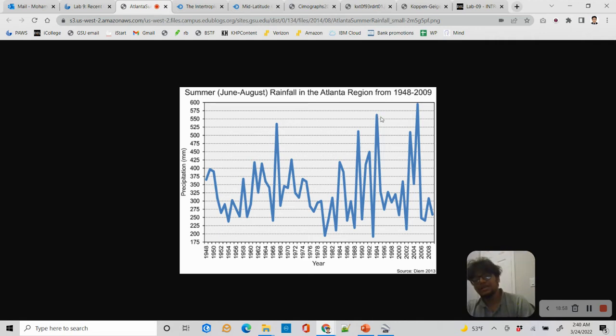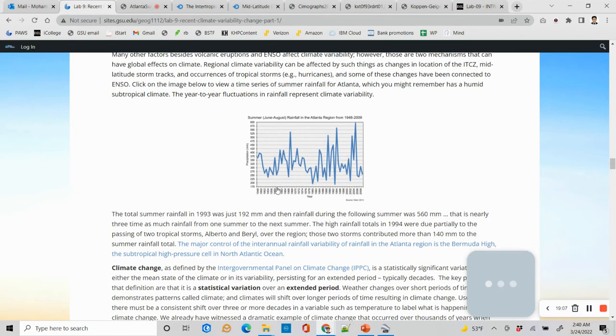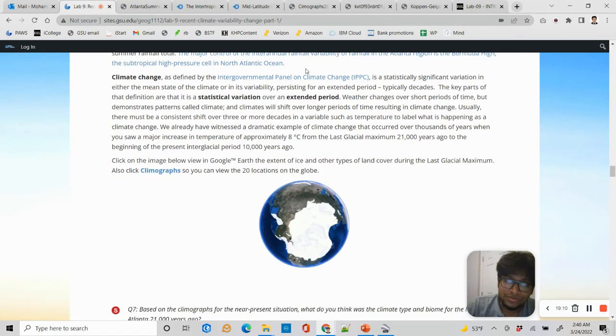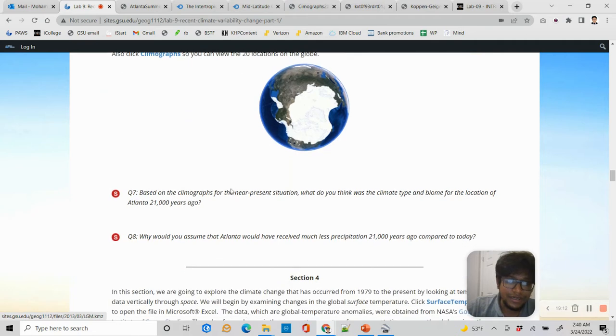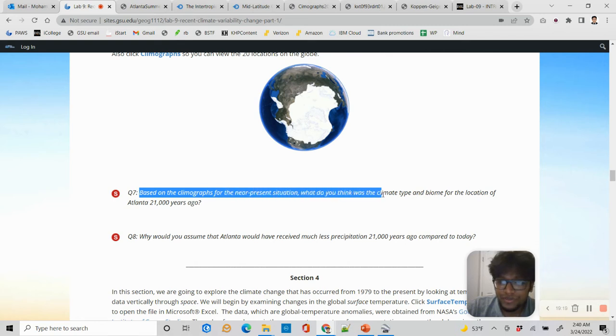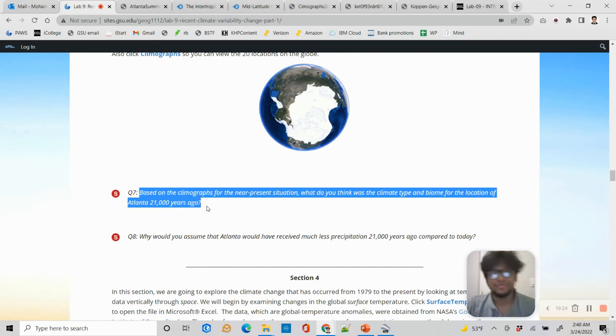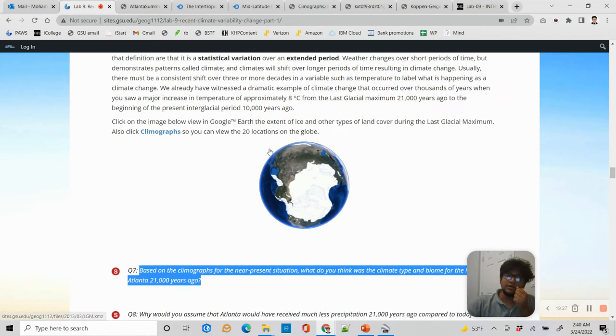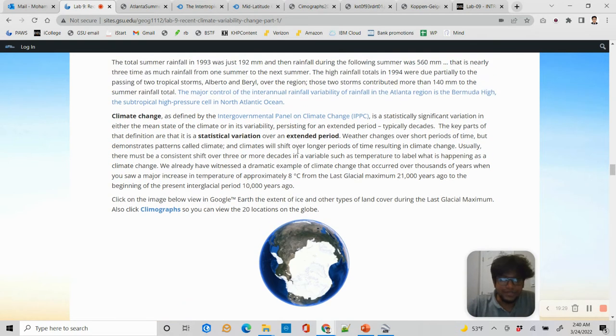Why was that? Definitely that was something to do with abrupt climatic situations such as volcanic eruptions. So go through those descriptions again and again. Then question 7 will be asking you, based on the climographs for the near present situation, what do you think was the climate type and the biome for the location of Atlanta 21,000 years ago? So just go through the description information again and again, and there's really important information.